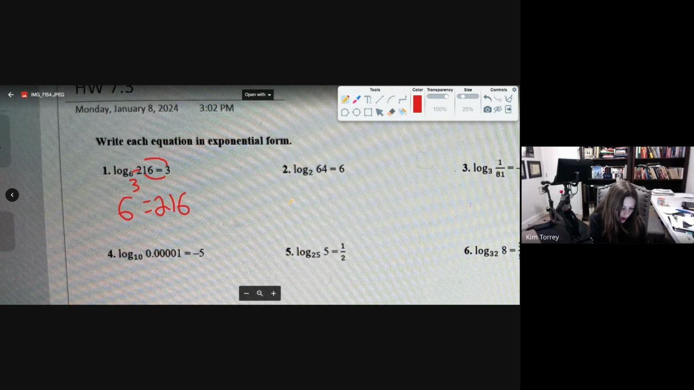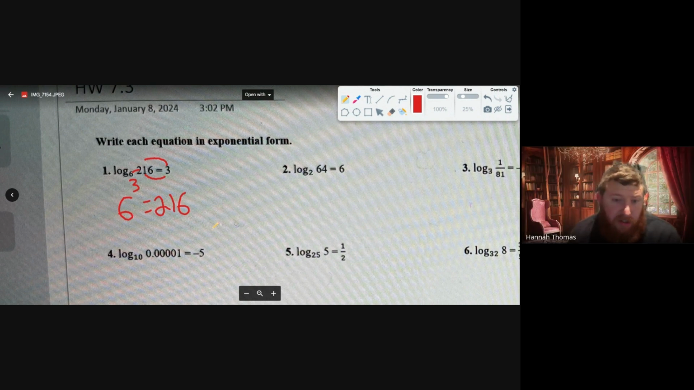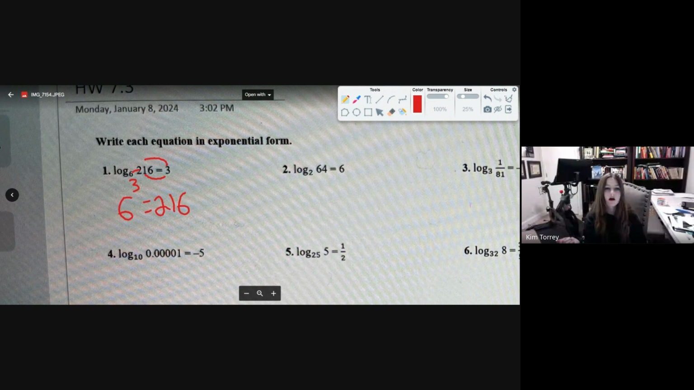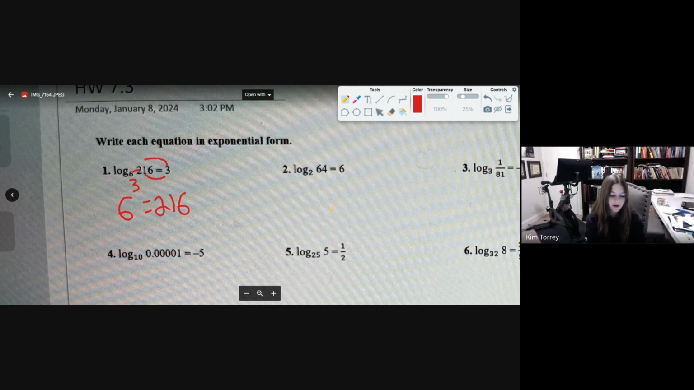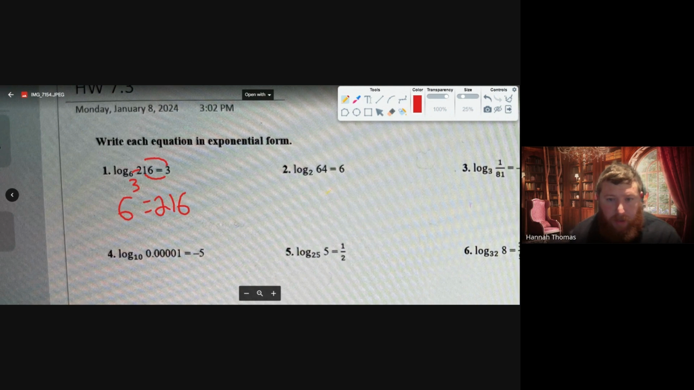Oh, because you would have to break up 216 if we wanted to solve it, but we don't have to. Because we have no x's in the exponents, we don't actually have to worry about it. That was from 7.2.